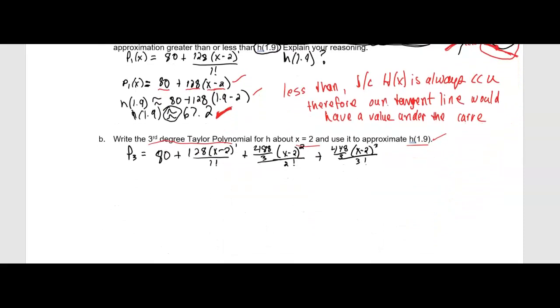So that's our third degree Taylor polynomial. We're now going to use that to approximate that value again. So our functional value for h at 1.9 should be approximately, and then we're just plugging, wherever you have an x, we're going to be plugging in a 1.9. So here, here, and here. So if you want to write all that out, that's fine. But we're plugging all that into our calculator.